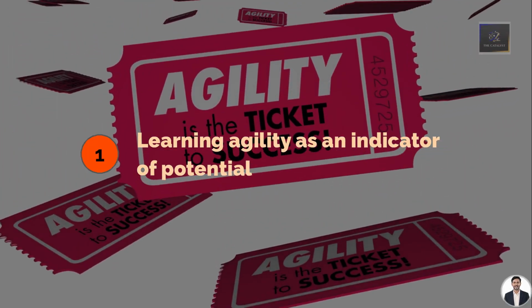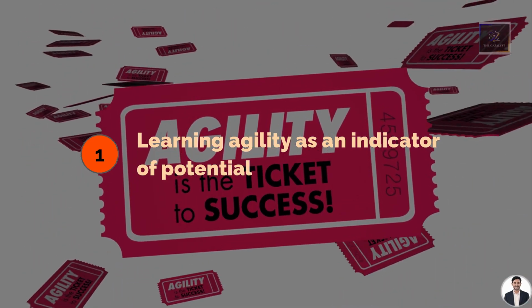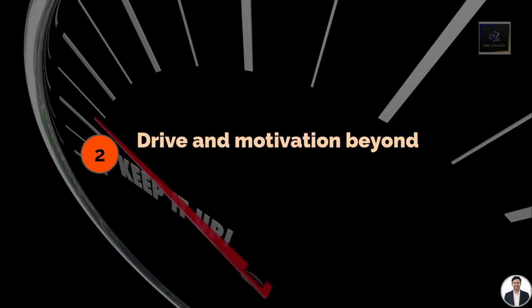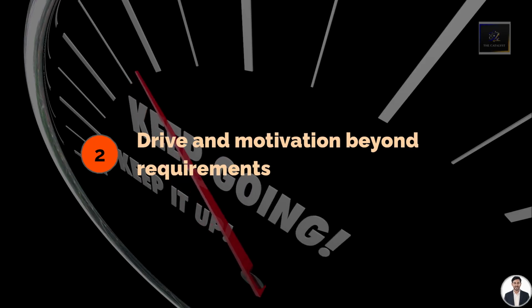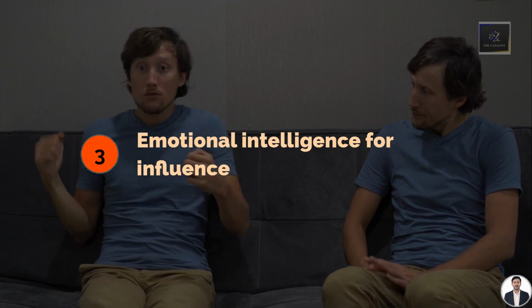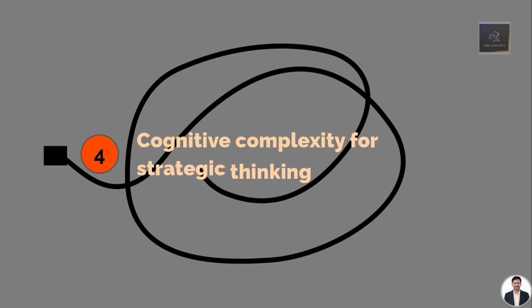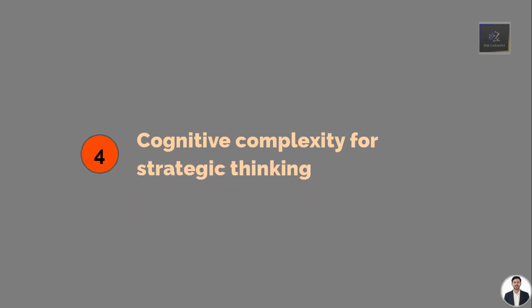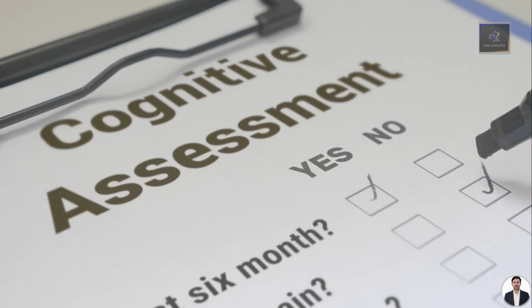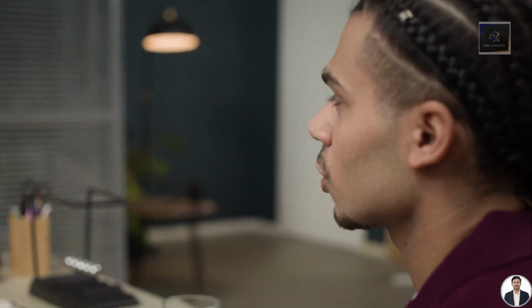Research points to 4 evidence-based indicators. Learning agility. How quickly do they learn from new experiences and feedback? Drive and motivation. Do they pursue goals beyond what is required? Emotional intelligence. Can they navigate complex human dynamics and influence without authority? And cognitive complexity. Can they handle ambiguity and think both strategically and tactically? None of these are assessed based on tenure or where someone went to university. They are assessed through specific, observed behavior. Evidence over impression. That discipline is what separates a well-run 9-box from a politically biased one.